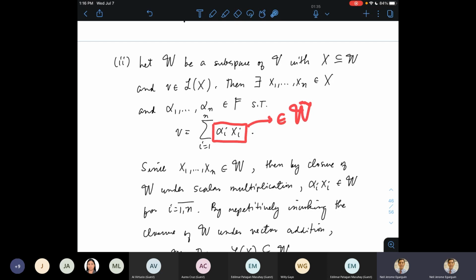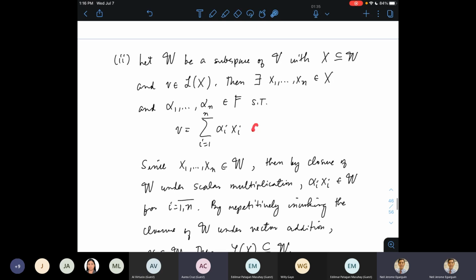Right? And then, what can we say about the summation then? Nagsasum ako or tinitake ko yung sum ng mga elements ni W. So what do I expect out of the sum? Do I expect that the sum will also be in W? And I guess yes, that's true because of closure under vector addition. So that means this is also in W.